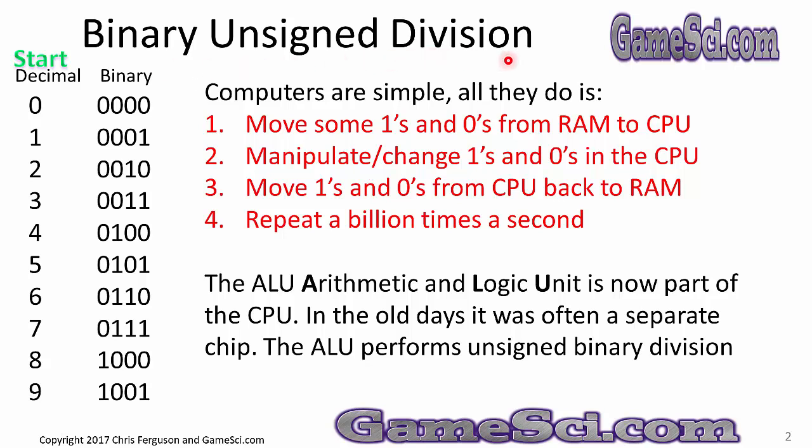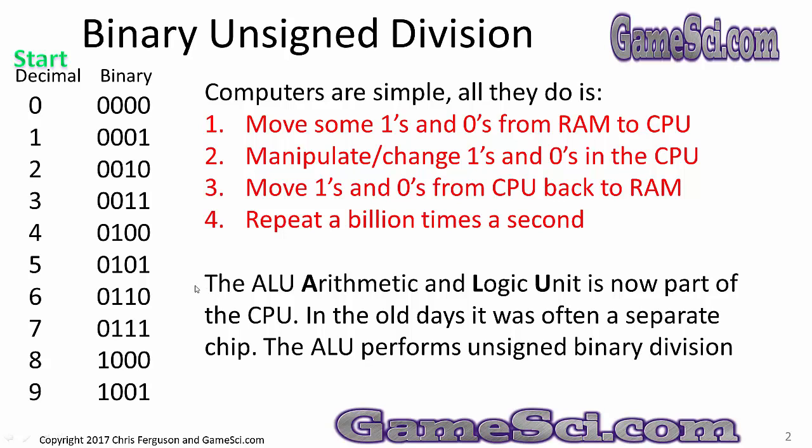Binary unsigned division. Computers are simple. All they do is move some ones and zeros from RAM to the CPU, manipulate or change those ones and zeros in the CPU, then move the ones and zeros from the CPU back to RAM. Then they repeat it a billion times a second. And that's where the real power of the computer comes from, the ability to do this a billion times a second.